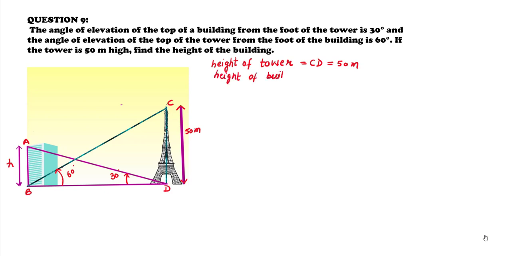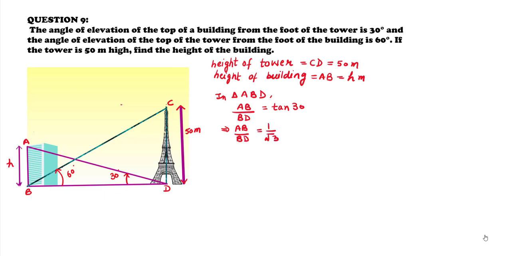So let us assume it is h meter. So now let us take triangle ABD first. In that, AB upon BD. AB is perpendicular, BD is base. So perpendicular upon base is tangent theta, and theta is 30 here. So it is equal to tangent 30. That implies AB upon BD is equal to 1 by root 3. That implies BD is equal to h upon root 3. This is equation 1. Now let us take second triangle.